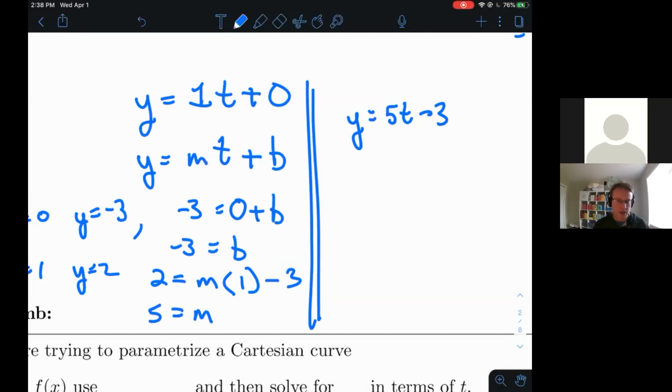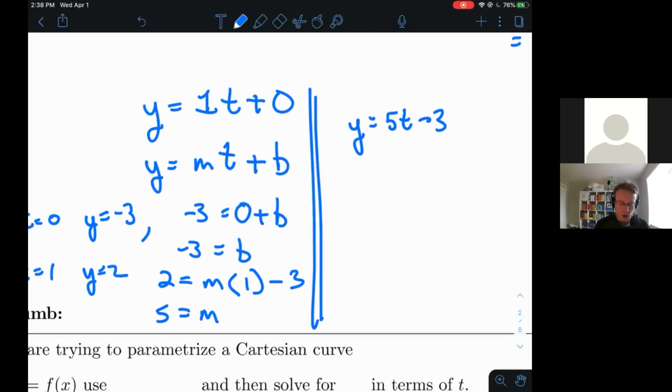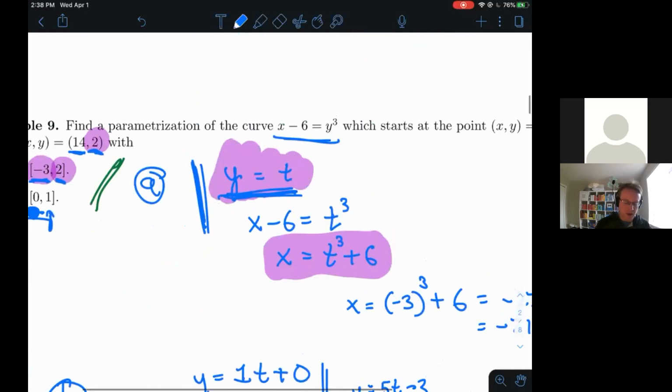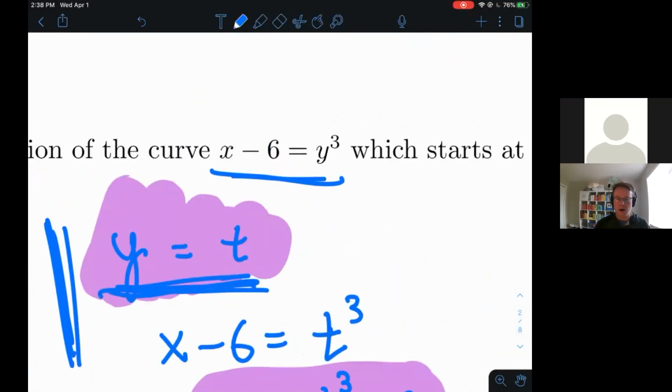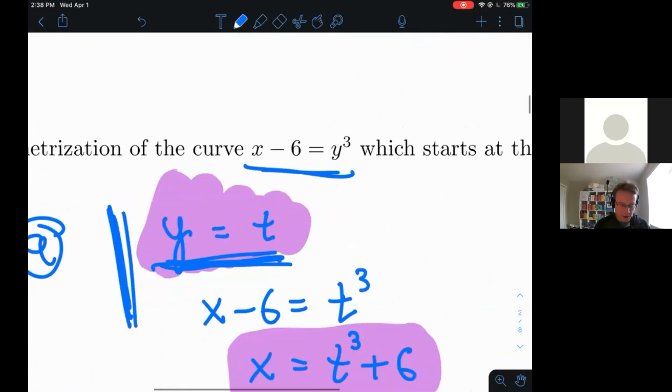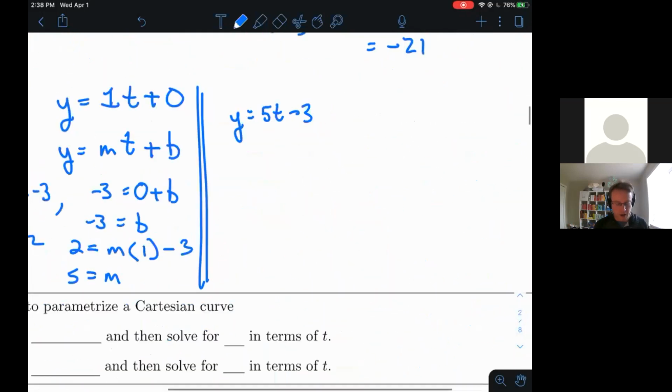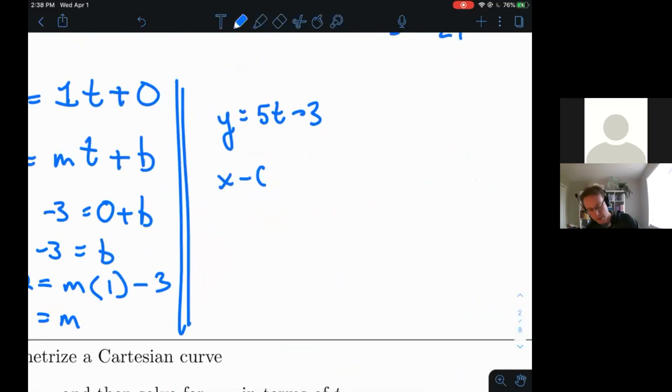And so now the question is, well, how do we match up those x values as well? And so we're just going to go back to our equation that we have. Now that we know what y is, we can just input it everywhere we see a y. And we've done the majority of the work here. So we have x minus 6 is equal to y cubed. And remember, y was 5t minus 3. And so we can just write x is equal to 6 plus (5t minus 3) cubed.